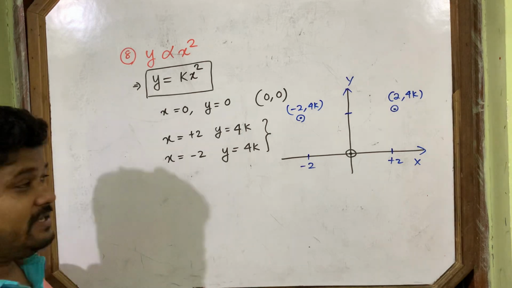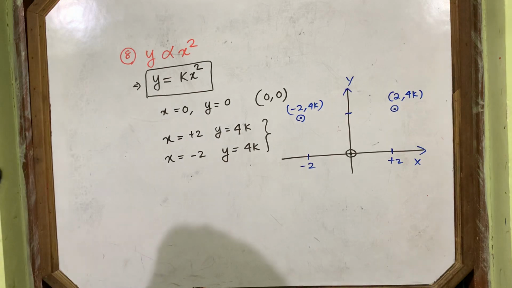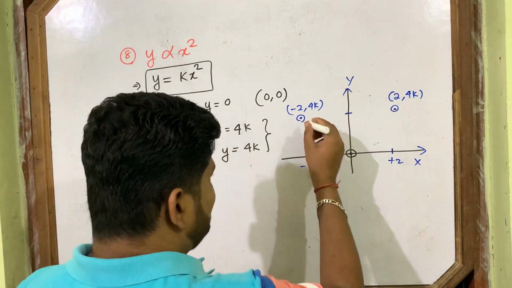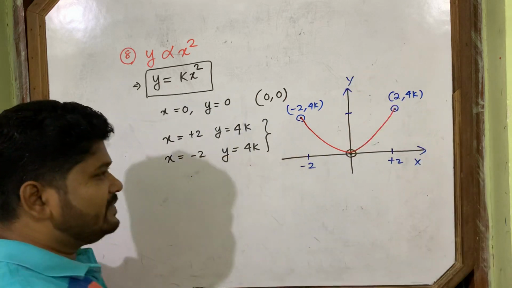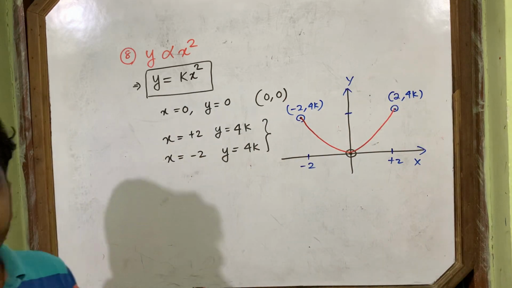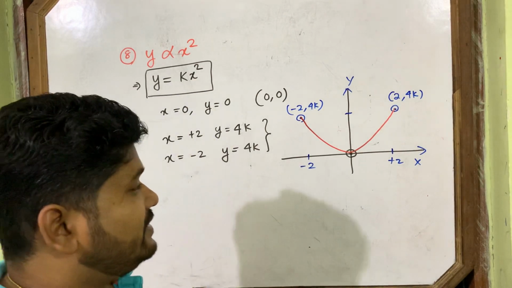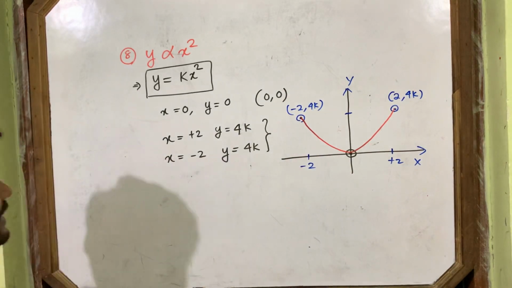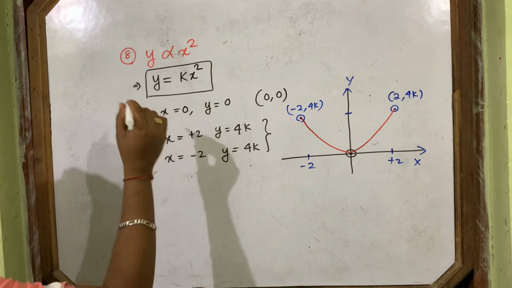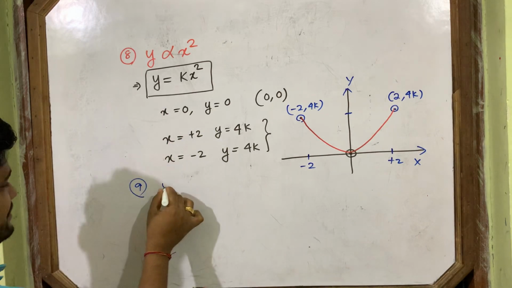How the graph will be? If we put the other points, then the graph looks like this. This is the graph. For y is equal to kx square, the graph looks like this. This k is positive here.